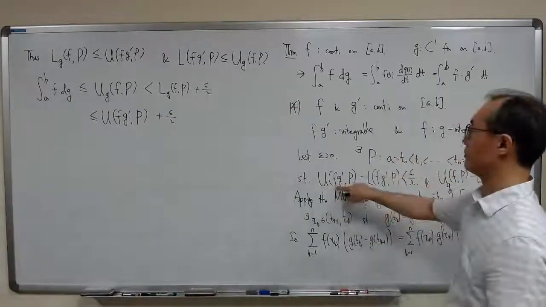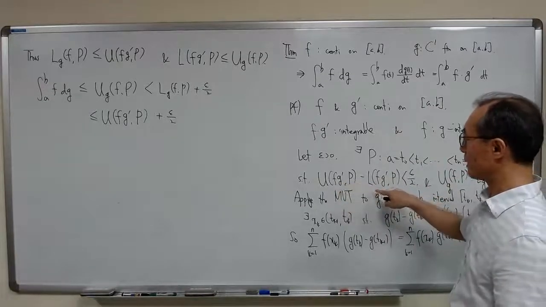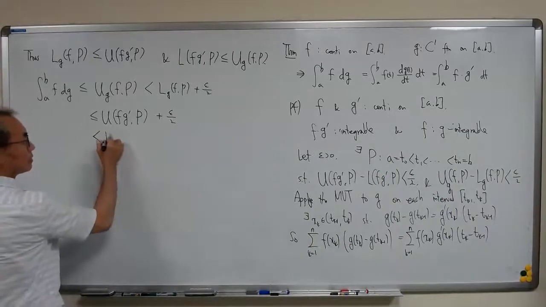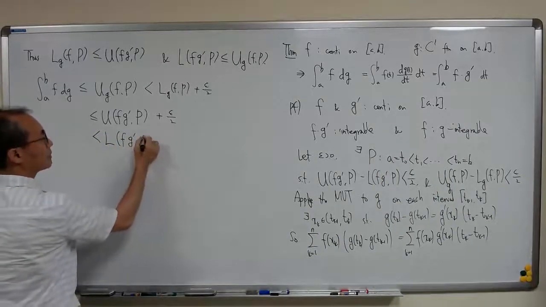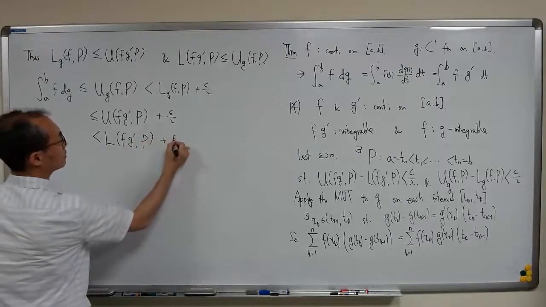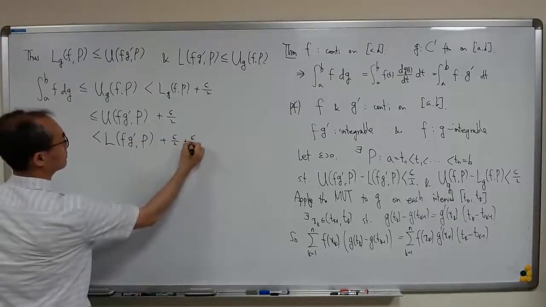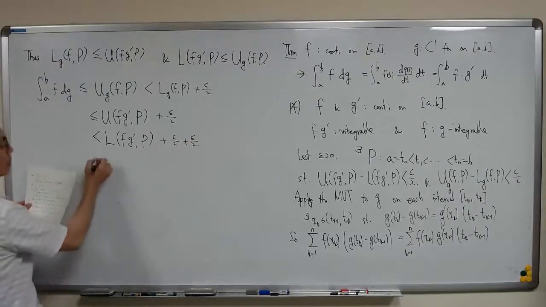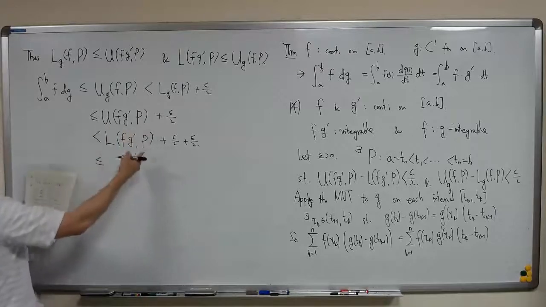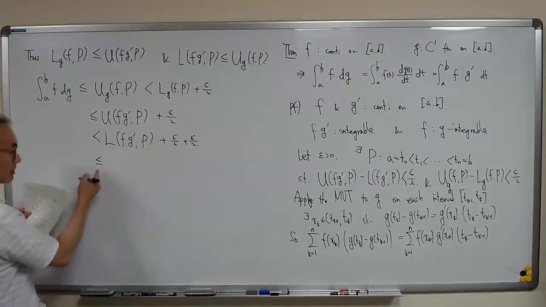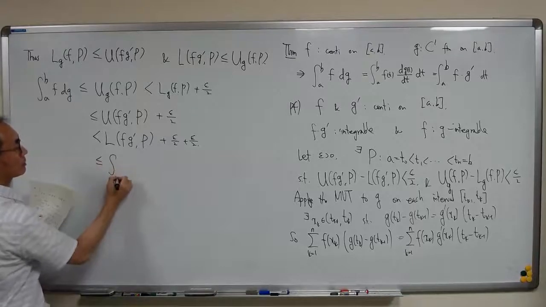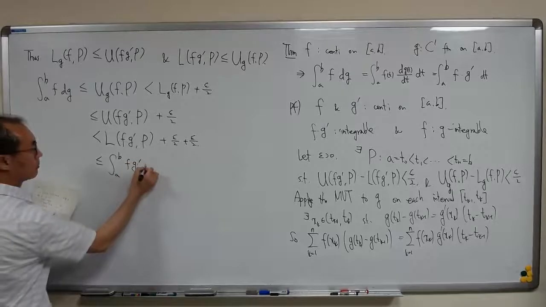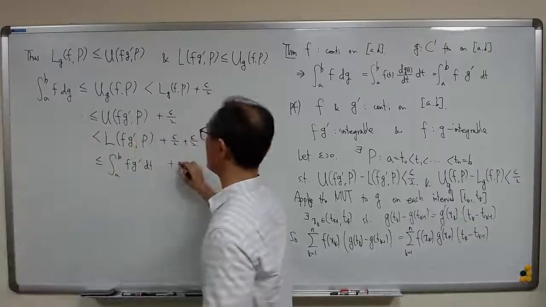Now what about this one? The upper sum of f and g prime is bounded by the lower sum plus epsilon over 4. This is again bounded by the lower sum of f and g prime on P, plus another epsilon over 4. Finally, the lower sum of f and g prime is less than or equal to the lower integral, or the integral of the product of two functions f and g prime.